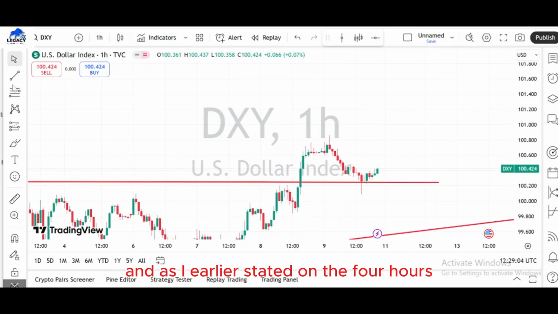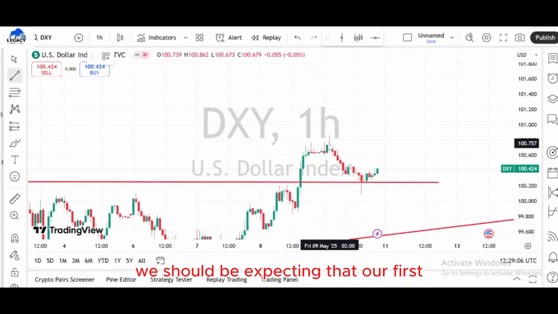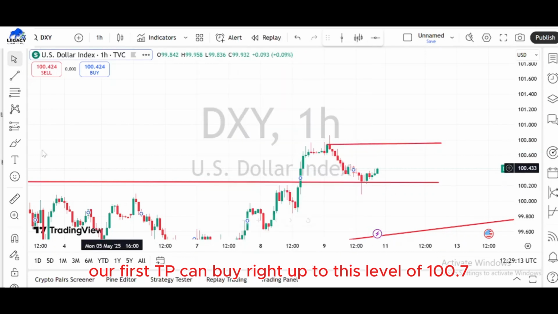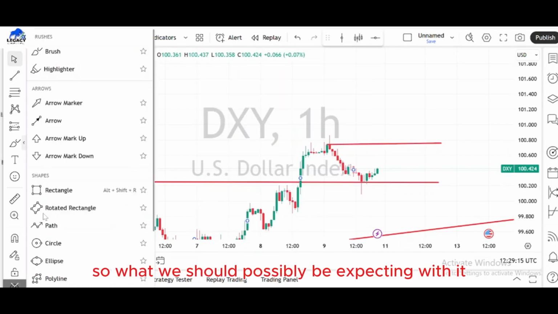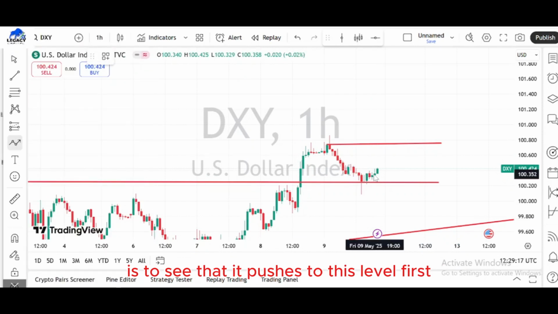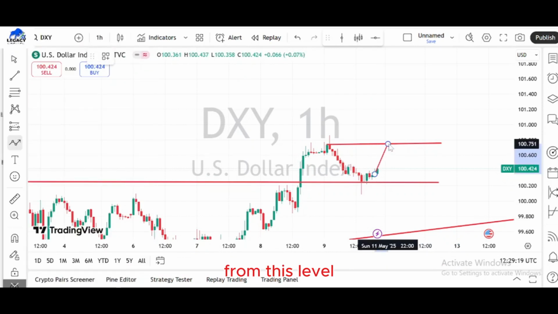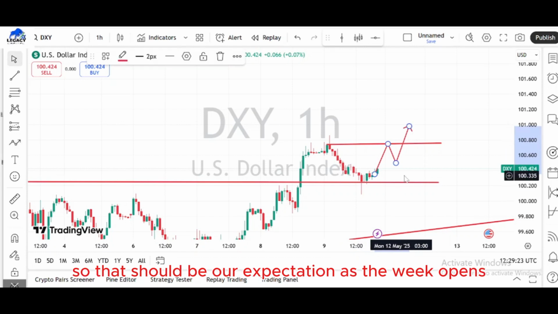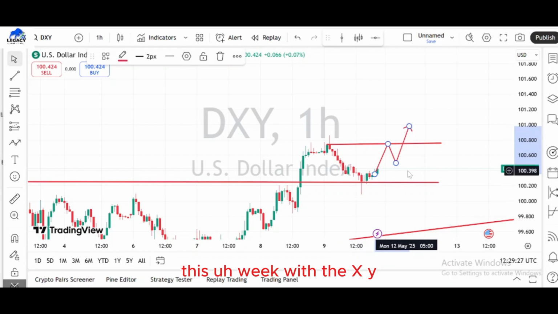And as I earlier stated, on the 4 hours, we should be expecting that our first TP can buy right up to this level of 100.7. So what we should possibly be expecting is to see that it pushes to this level first. From this level, it can retrace a bit before breaking the level. So that should be our expectation as the week opens this week with the DXY.